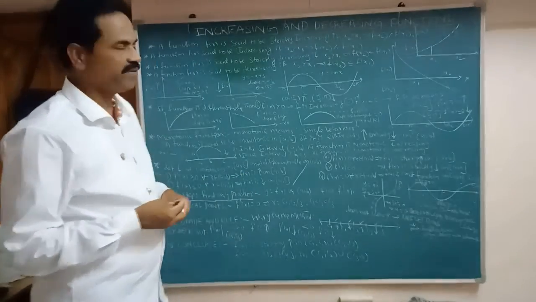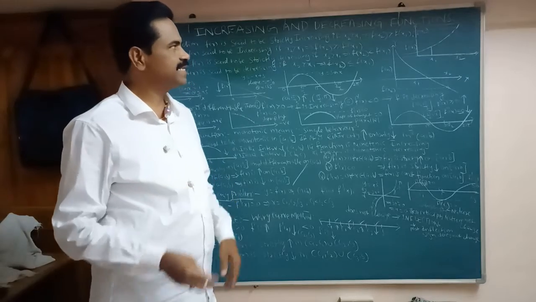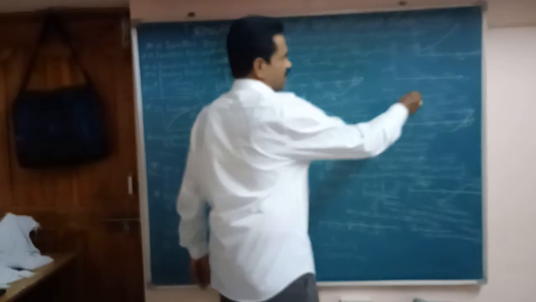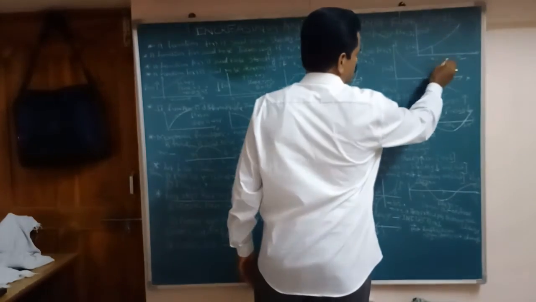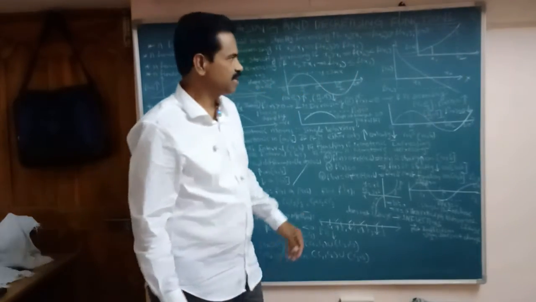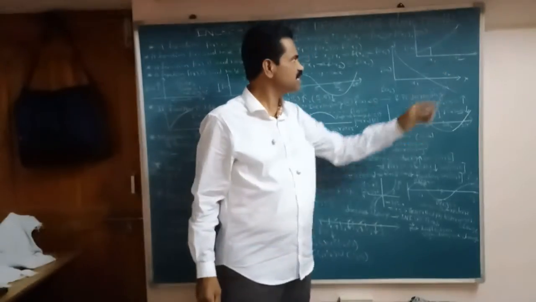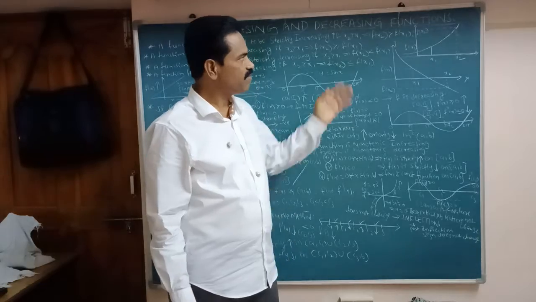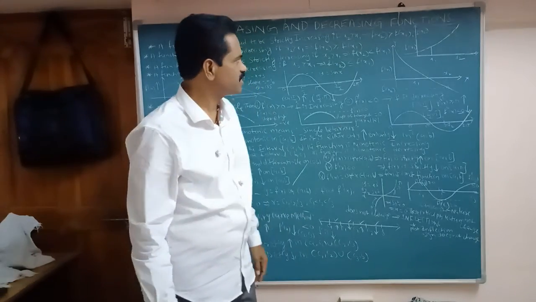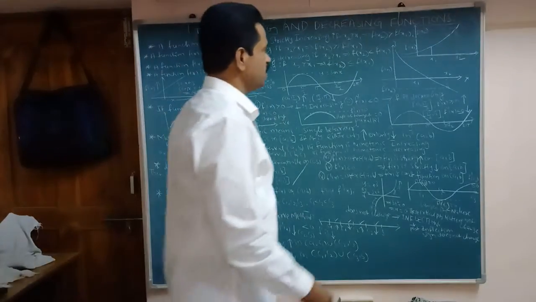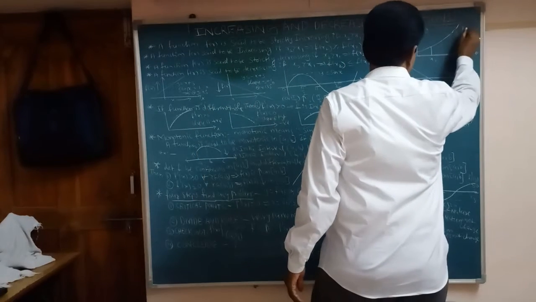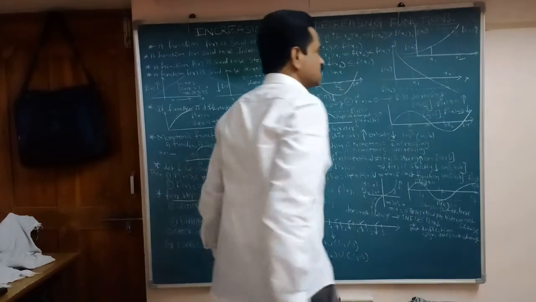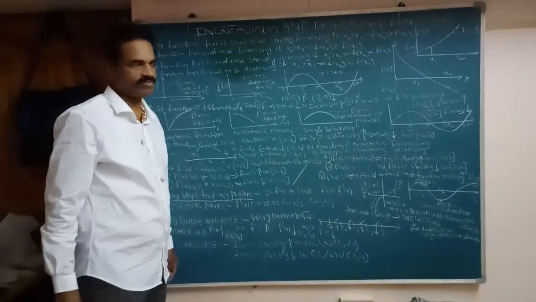A function f of x is said to be strictly increasing if x2 is greater than x1. You observe here x1 and x2, where x2 is greater. When x2 is greater than x1, that implies f of x2 is greater than f of x1. Then the function is said to be strictly increasing.